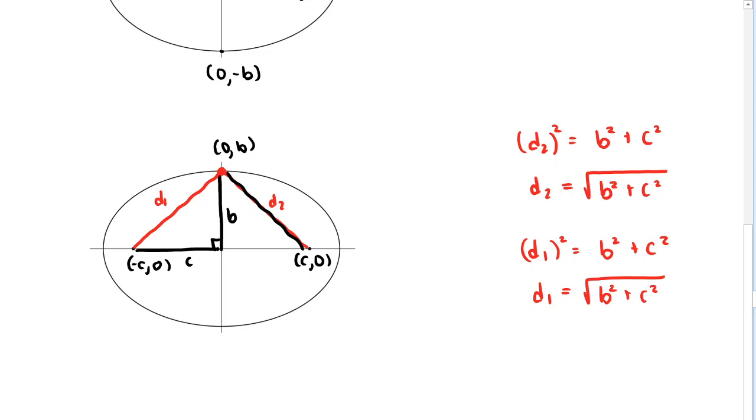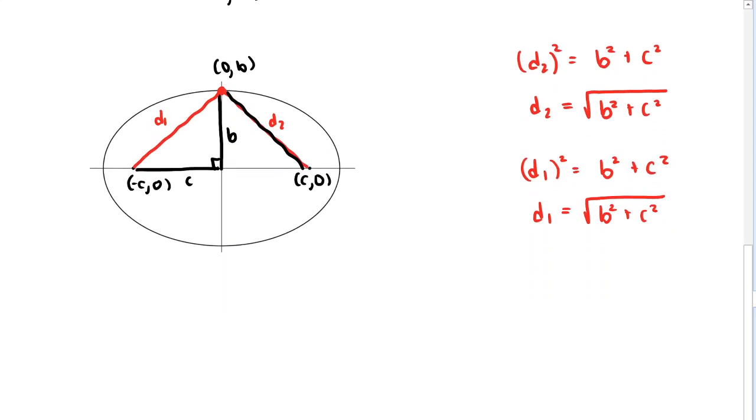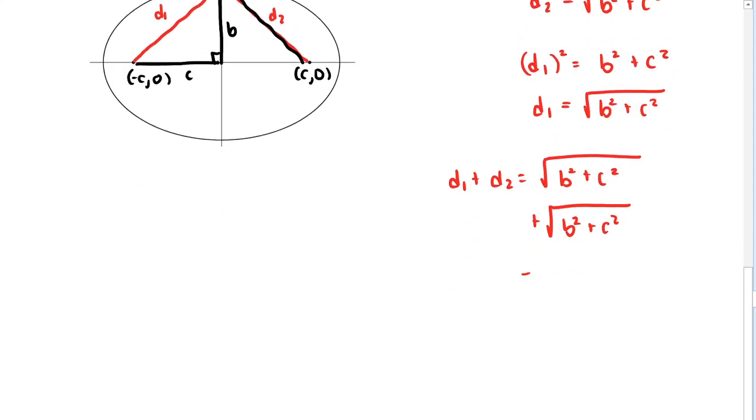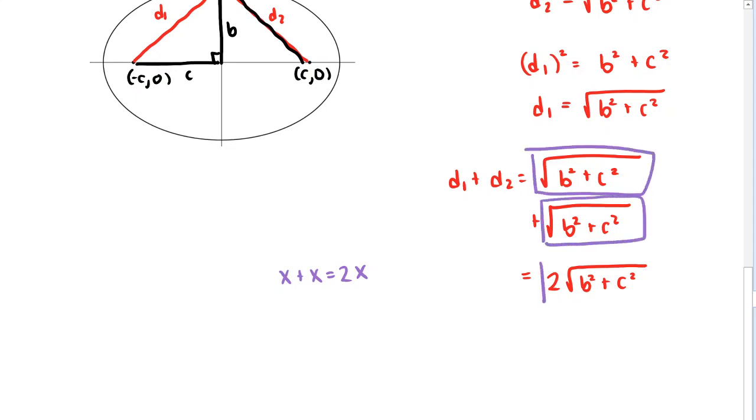And so the sum of these two distances, d1 and d2, well, here that's the square root of b squared plus c squared plus the square root of b squared plus c squared. And if I take two of the same things and I add them together, no matter what that quantity is, that's really the same as 2 times that quantity. Right? You can picture this as if I took x plus x, this is the same as 2x. And so if I take this quantity plus itself, that's the same as 2 times that same quantity.